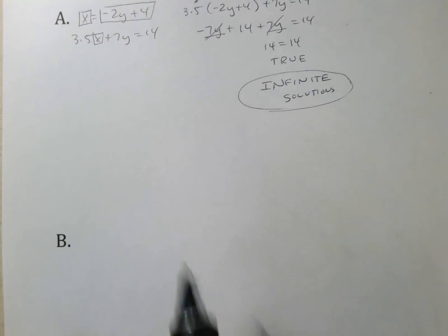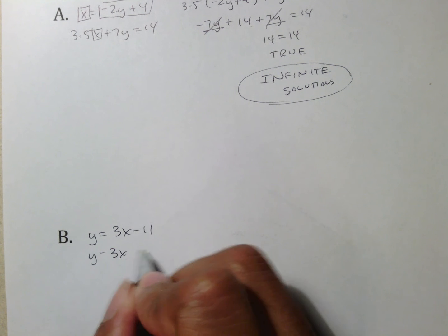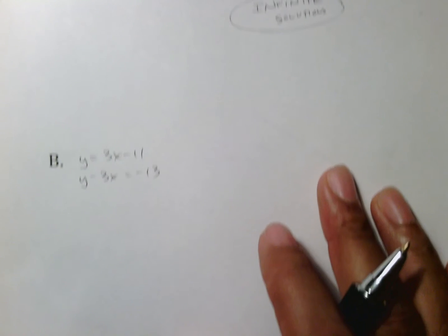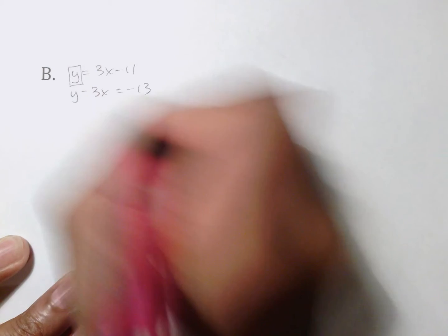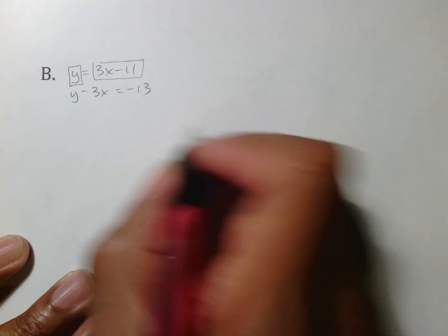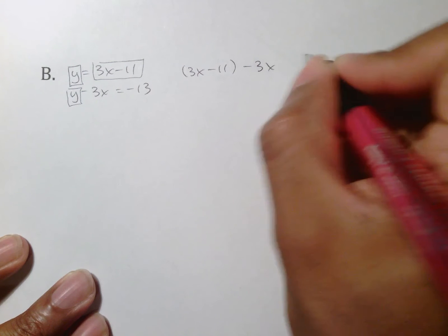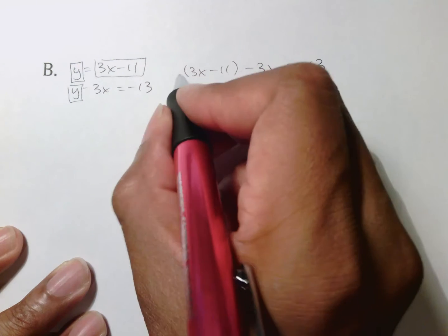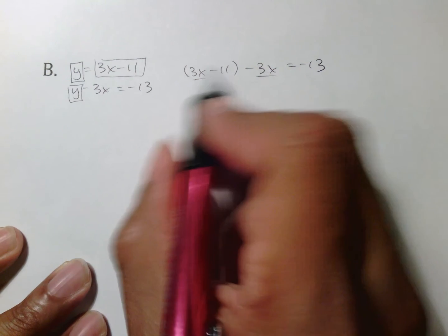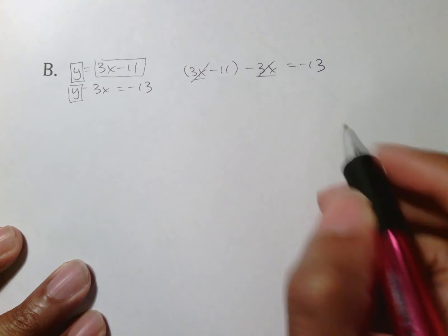If we look at letter B, you have y equals 3x minus 11, and you have y minus 3x equals negative 13. So let's look at this and see how it works out. Here y is by itself. 3x minus 11 is what it's going to be equal to, and we're going to trade it out right here. So this is going to turn into 3x minus 11 minus 3x equals negative 13. Going off of that, since there's nothing in front of those parentheses, I can just go ahead and combine my like terms. But notice again, these two are opposites. You have a positive 3x and a negative 3x, which means these two things cancel out.